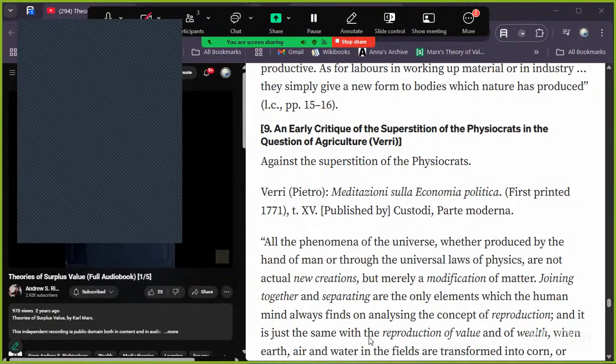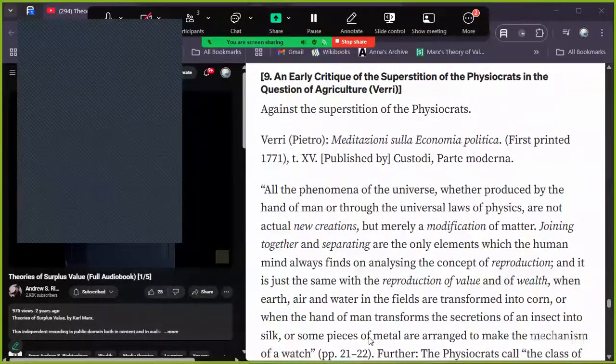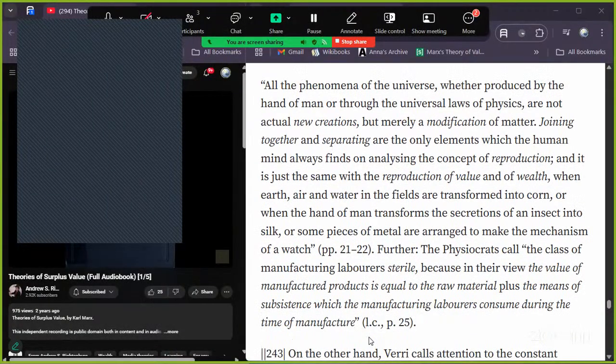Section 9. An early critique of the superstition of the physiocrats in the question of agriculture. Quote from Verri. All the phenomena of the universe, whether produced by the hands of man or through the universal laws of physics, are not actual new creations, but merely a modification of matter. Joining together and separating are the only elements which the human mind always finds on analyzing the concept of reproduction, and it is just the same with the reproduction of value and of wealth.